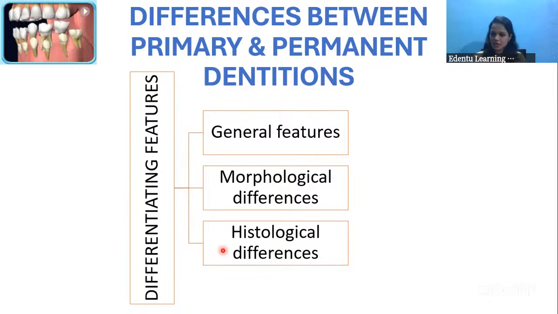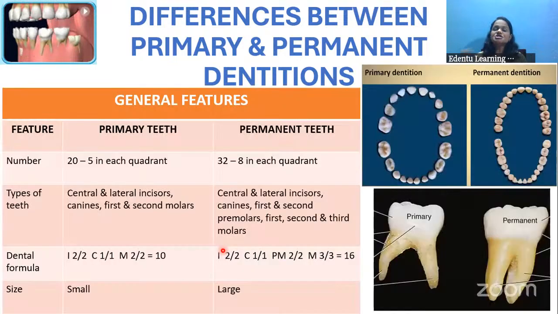Then the morphological differences. In the morphological differences, we will discuss the crown separately and the root separately. And at the last, we'll come to the histological differences. There are differences in enamel, histological differences in dentine, and differences in the cementum. We'll be discussing all those differences separately. First, we will look at the general differences between the primary and the permanent teeth. The first one, the most prominent one, is the number.